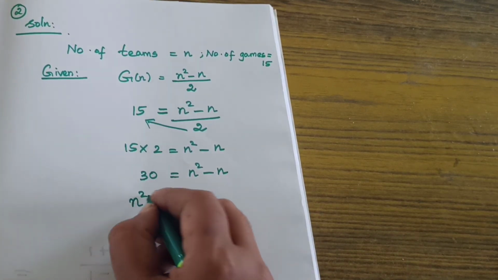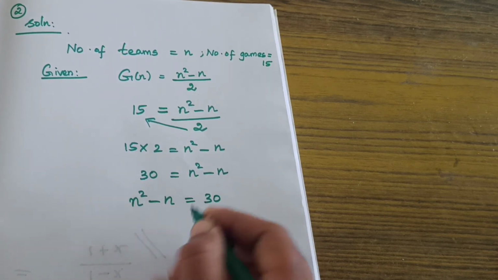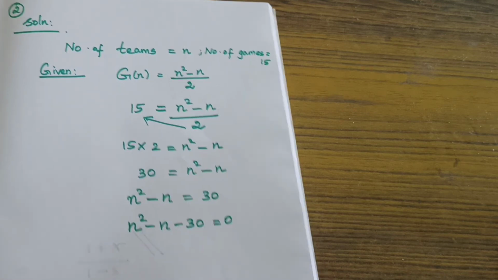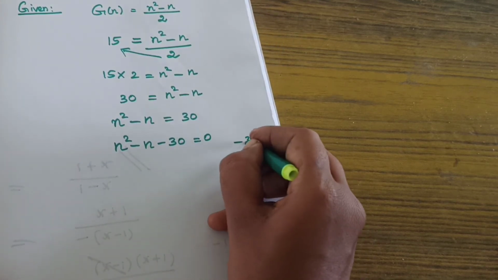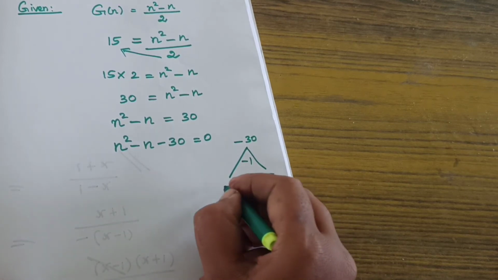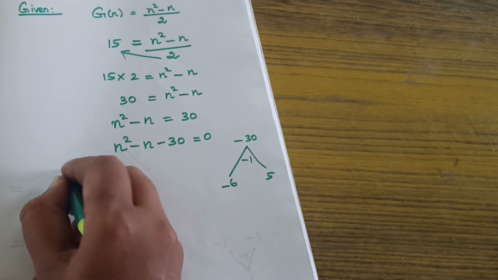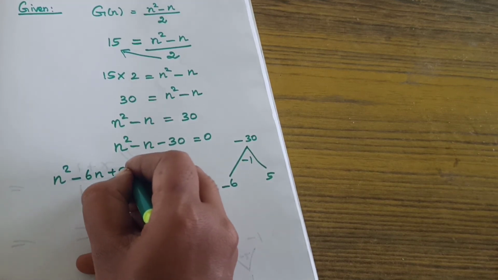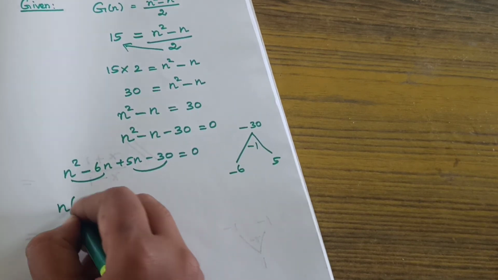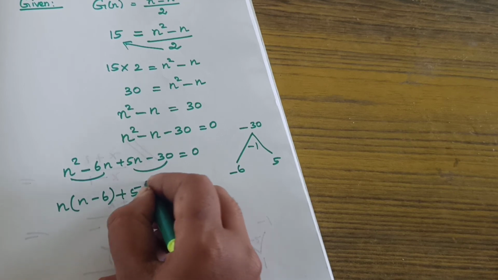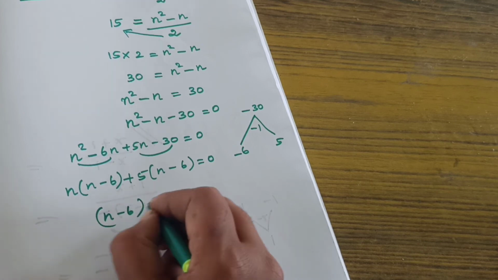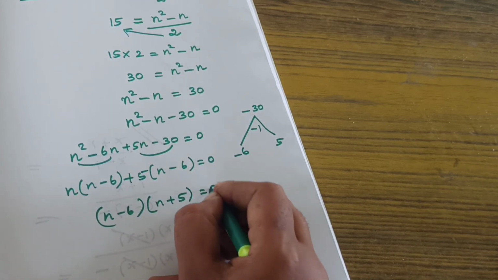Just I am rewriting this. N square minus n equal to 30. Taking this 30 this side, n square minus n minus 30 equal to 0. Now factorize this. Multiplication factor minus 30 and addition factor minus 1. 6 5s are 30 and this is possible, no? So n square minus 6n plus 5n minus 30 equal to 0. Two terms we can take. N is common, so n minus 6 plus 5 is common, n minus 6 equal to 0. Now again common, n minus 6 into n plus 5 equal to 0.